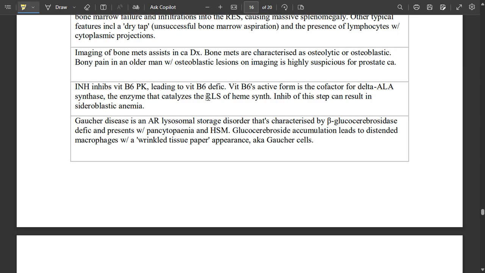So sideroblastic anemia occurs because of INH. So INH, that is isoniazid, inhibits vitamin B6. Therefore, the ALA synthesis step is inhibited, downregulated, and therefore it results in sideroblastic anemia.